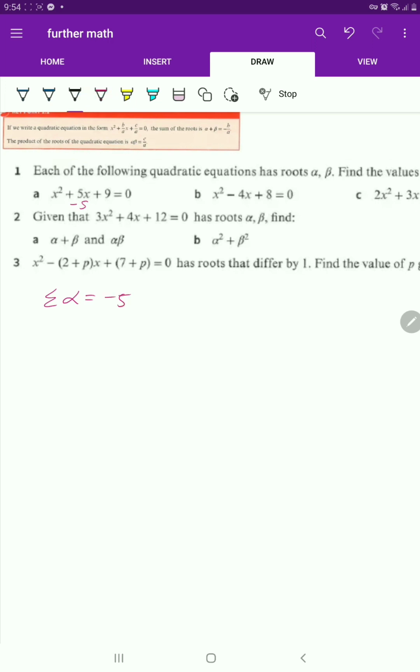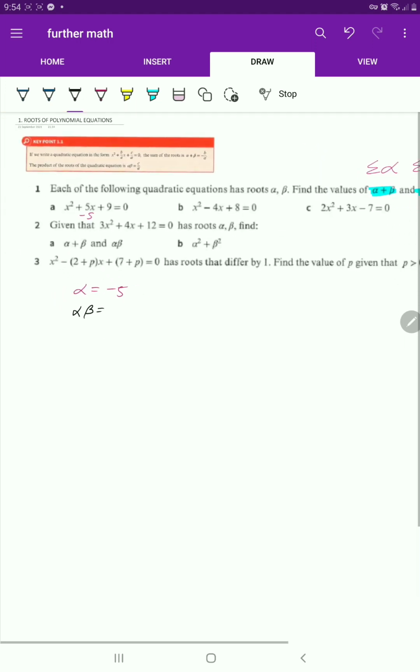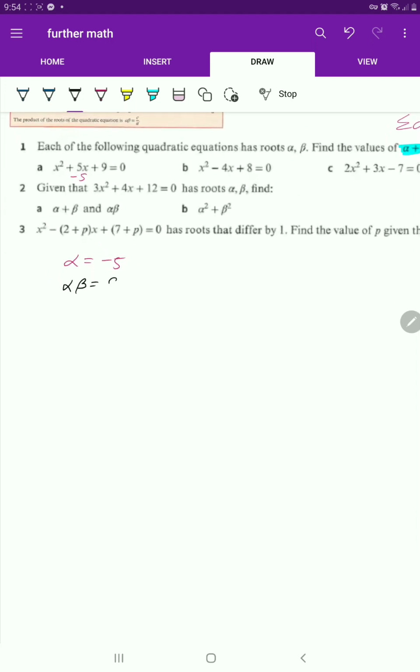Now, the product of the roots, sigma alpha beta, or just the product, is equal to what? Wait, I will not use that notation yet. I will use that when we proceed to the cubic function. So alpha beta from here is equal to 9. So this is your number 1a.